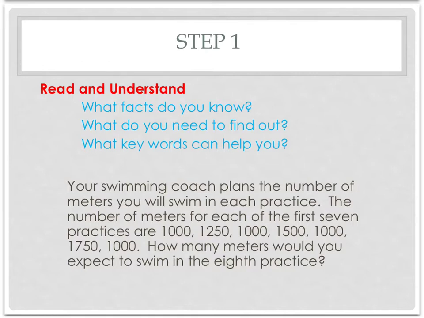Important facts that I see immediately. I see that there are 7 practices that have been planned where we have increments that go up and then go back to 1,000. So if I look at every other number, we have 1,000. And then also I notice that I have distances that increase. So there's 7 practices. I also want to look and identify what do I want to find out. I want to know how far am I going to swim on the 8th practice. So those are important facts that I can use in the next step.